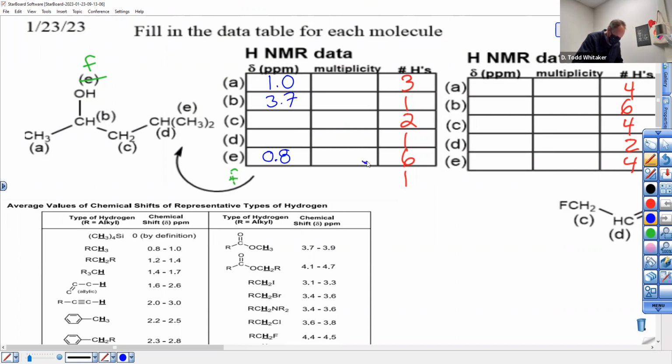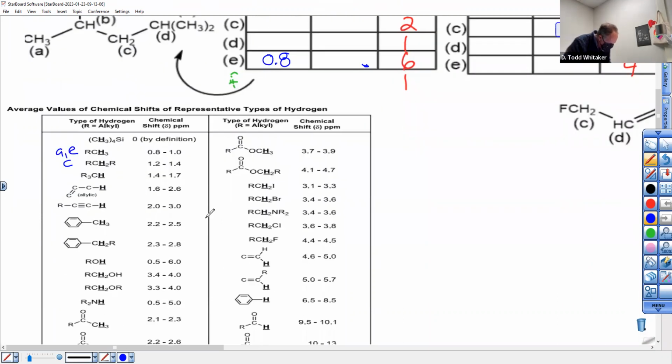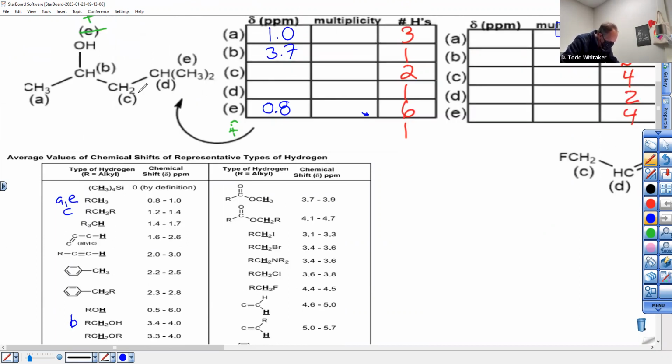And the C is in this category right here. And this was A, comma, E. And then here was B, was it B? Yeah, B. And what about C? C's RCH2R. Give me 1.3. It's in the middle.